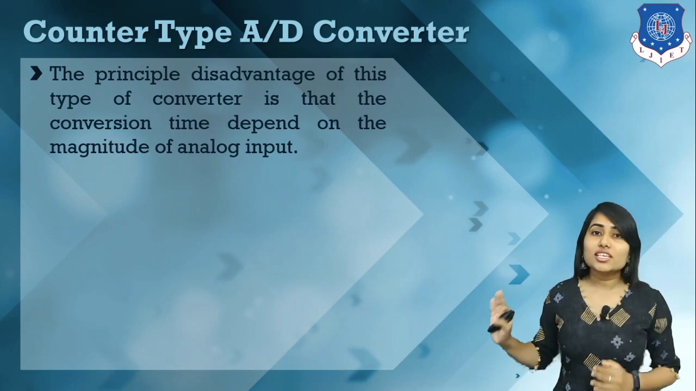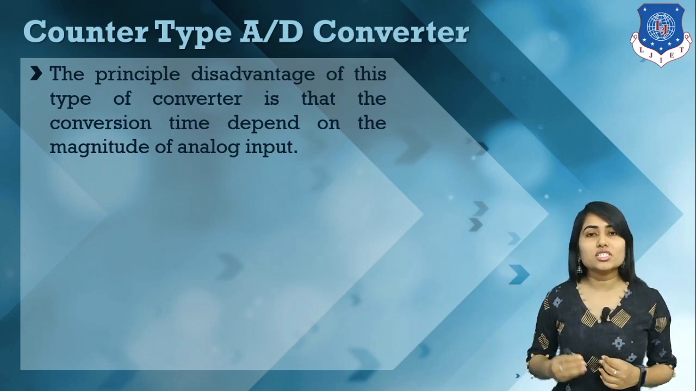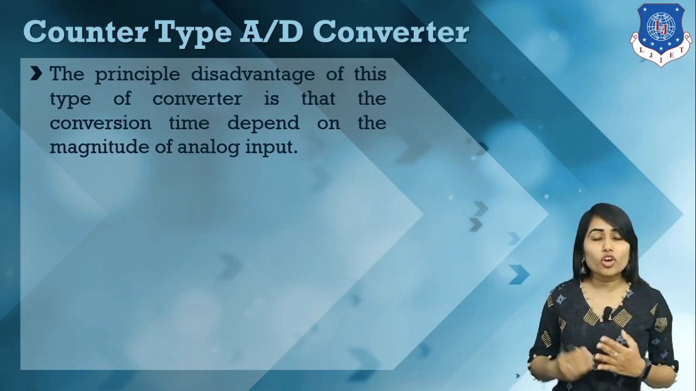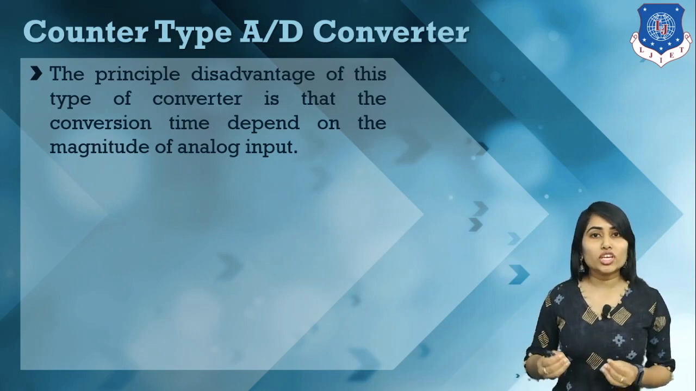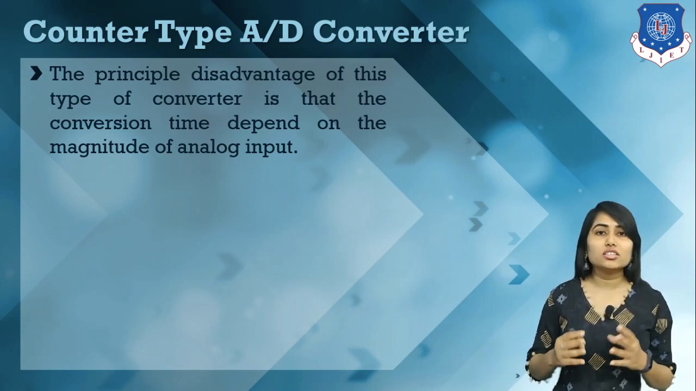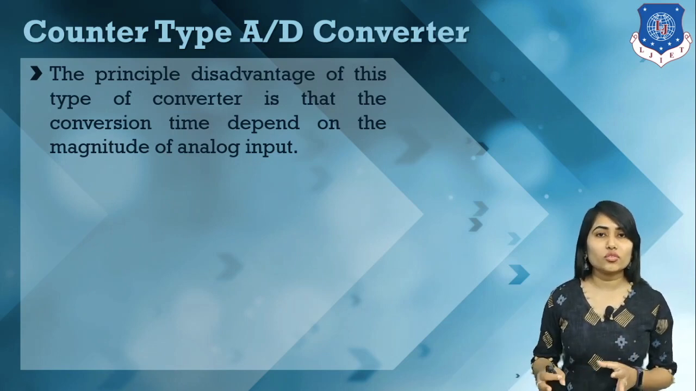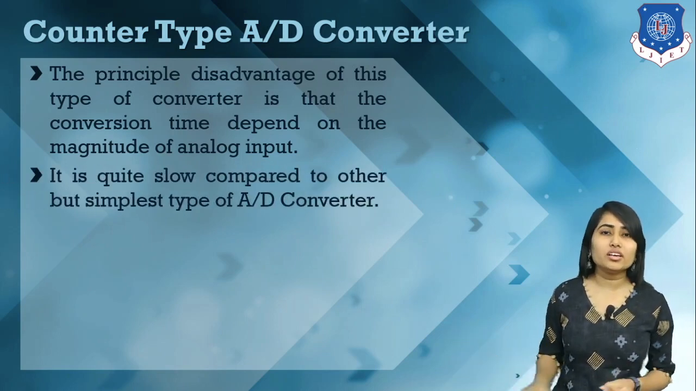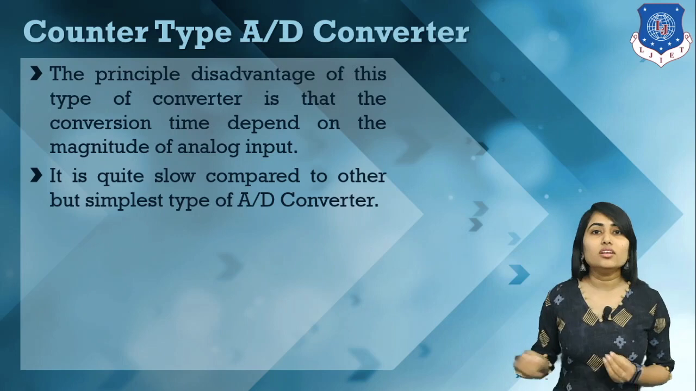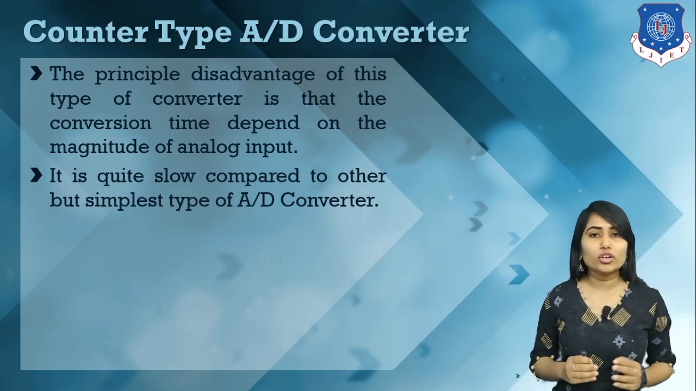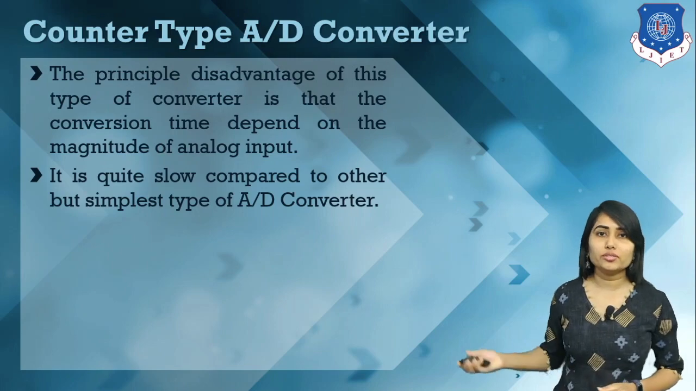So this counter type analog to digital converter circuit has different conversion times, and for a higher input voltage we have a higher conversion time. This counter type analog to digital converter circuit has a higher conversion time, but it is quite simple compared to other analog to digital converter circuits. So this is a counter type analog to digital converter.